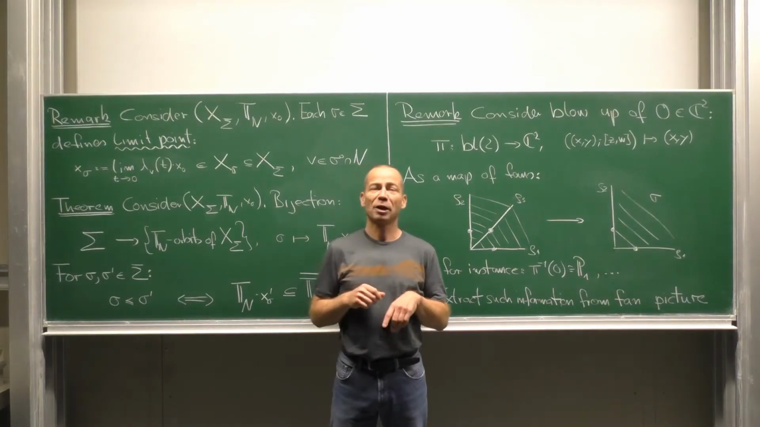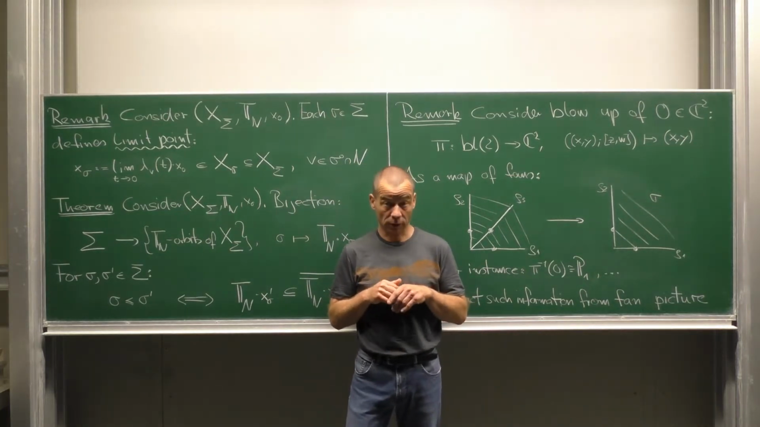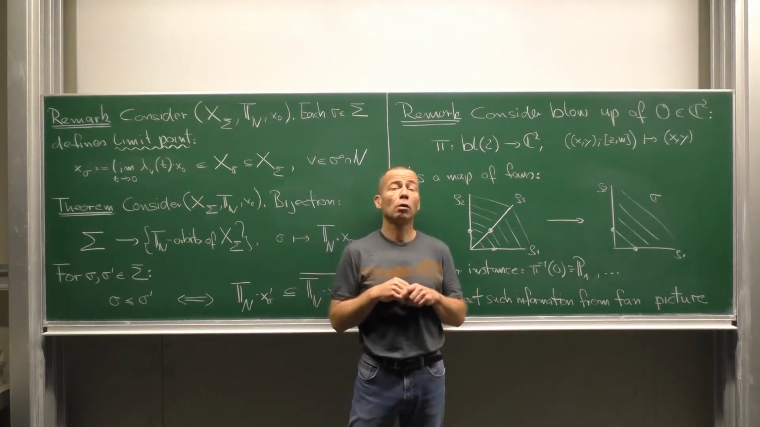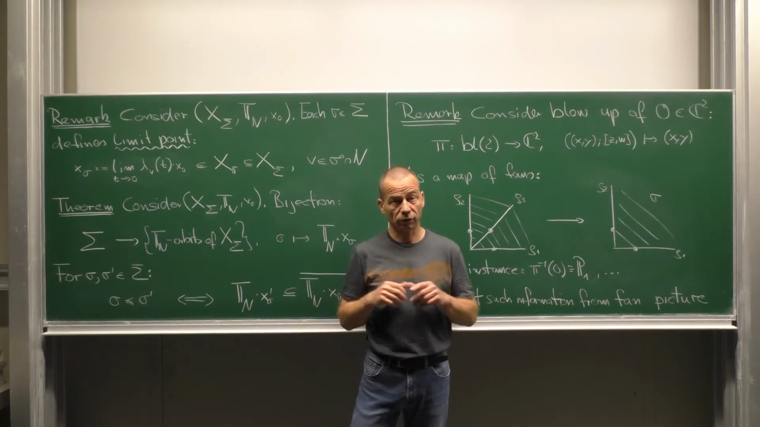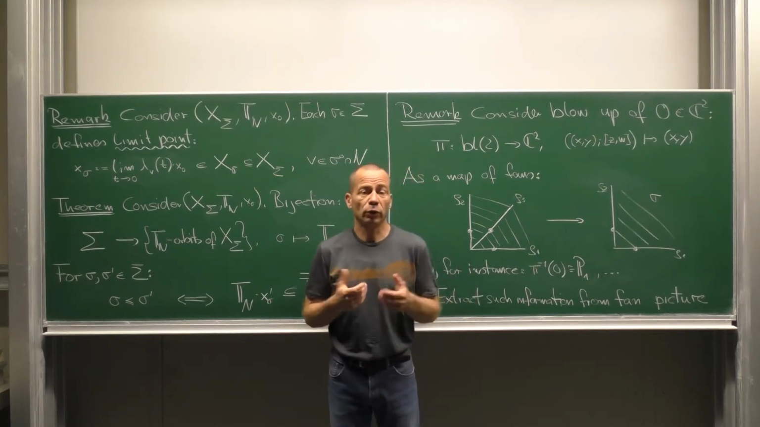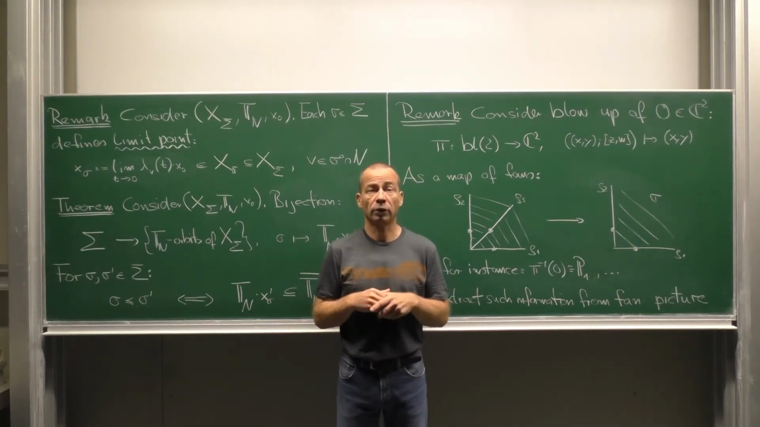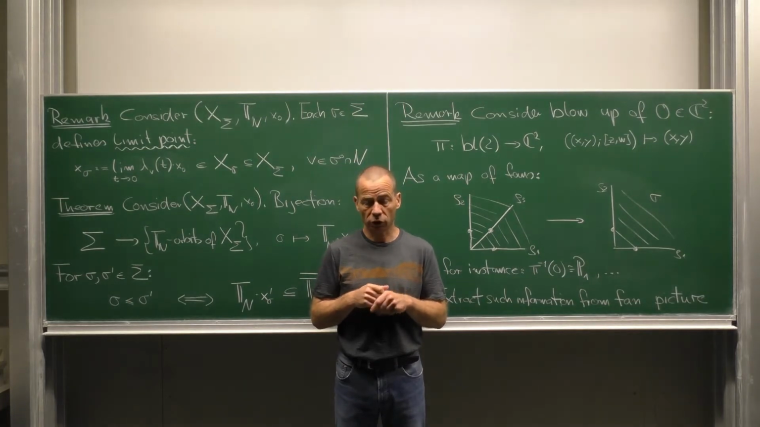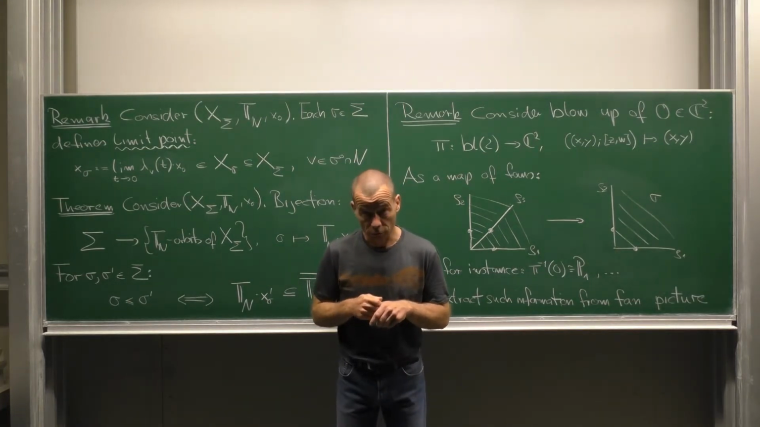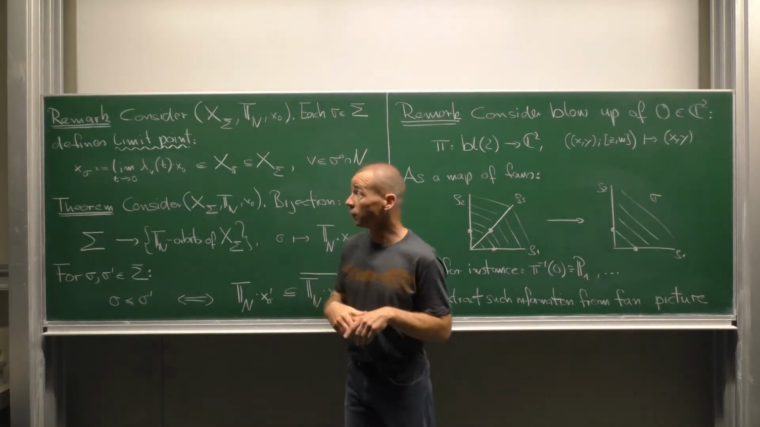Hello everybody! In this clip we look at the orbit decomposition of a toric variety arising from a lattice fan, and we study the basic geometry around this orbit decomposition. First of all, we need limit points.